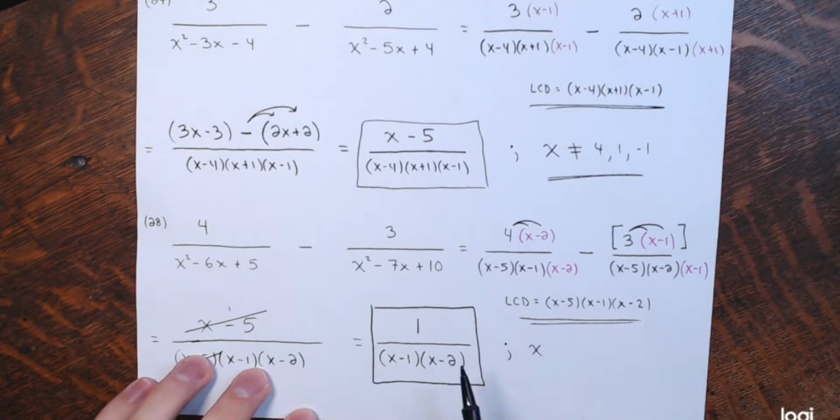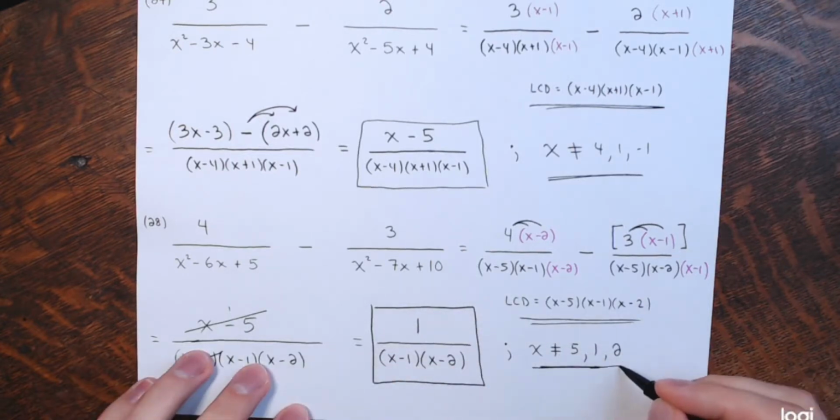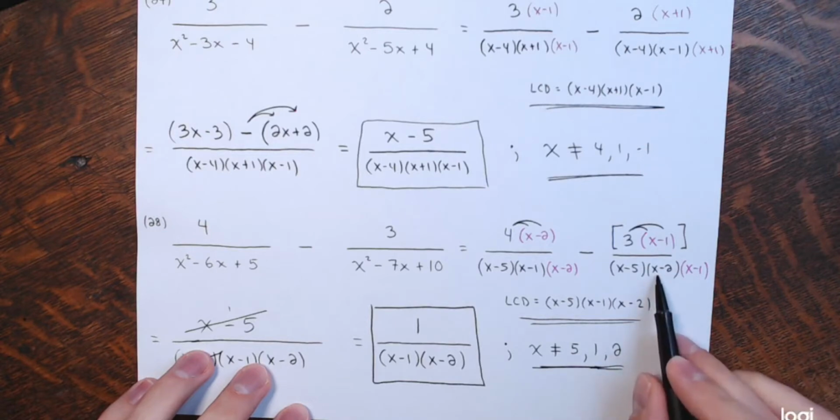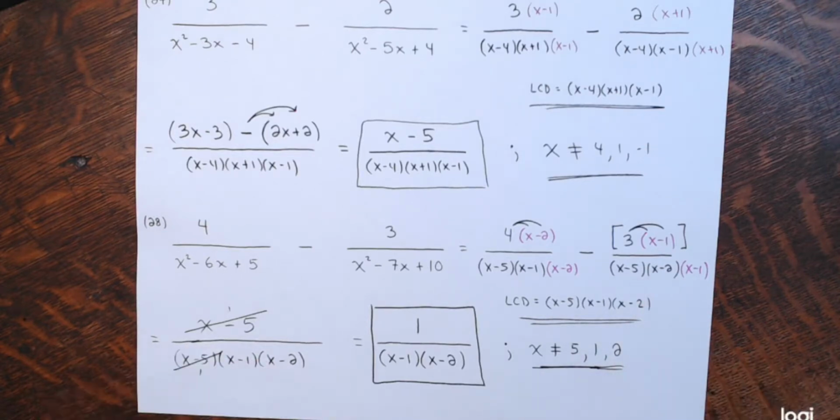So the value of this expression will be exactly the same as the value of the original for any value of x except 5 and 1. Right? X can't be 5, x can't be 1, because if x were 5 or 1, you'd be dividing by 0. Or 2. I forgot 2. X can't be 2 either, because there'd be a 0 in this denominator. Whatever numbers make any denominator 0 are not allowed.